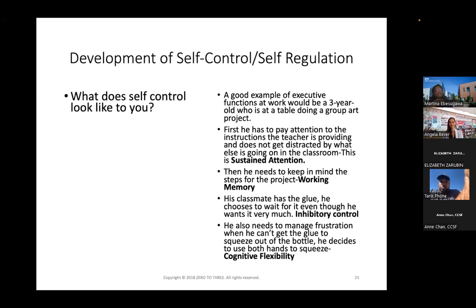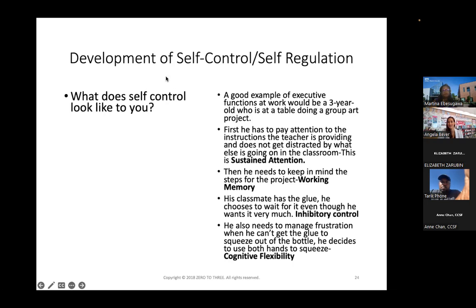And so you can see here that this is a typical example of an art project that a child is doing in the classroom. If the child doesn't have sustained attention, working memory, inhibitory control, or cognitive flexibility, they have a lot of difficulty being able to carry out the activity in a fashionable way. And what else is in the chat?